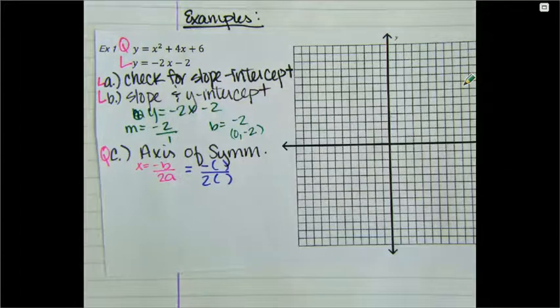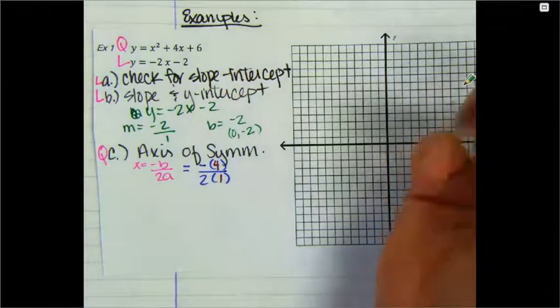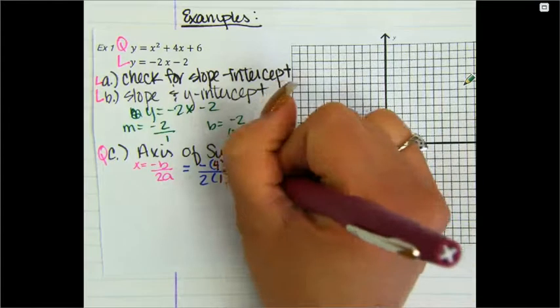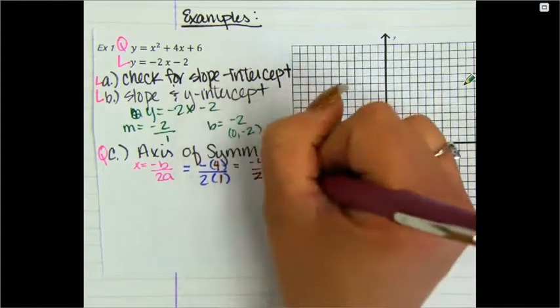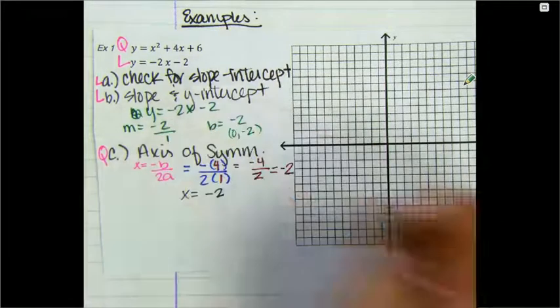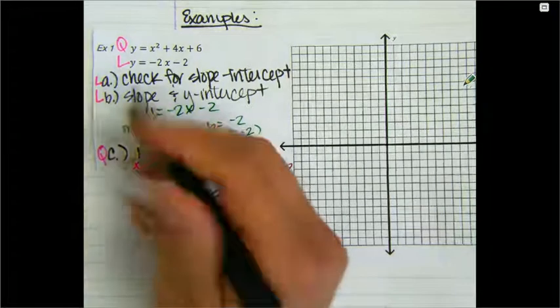All right, so what is your b? Positive 4. And what's your a? 1. So what do I get on the top when I multiply? Negative 4 over what? Positive 2, which is what? Negative 2. So my axis of symmetry is x equals negative 2, correct? We good? Wonderful. Letter D.